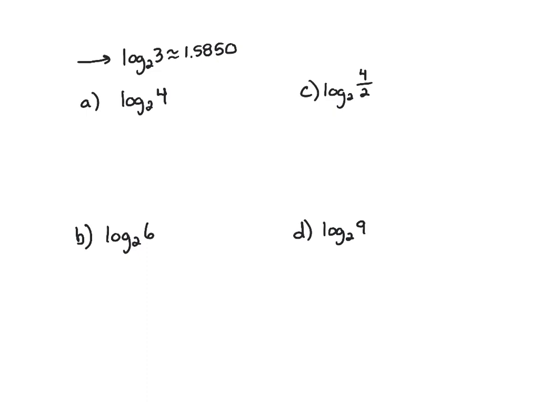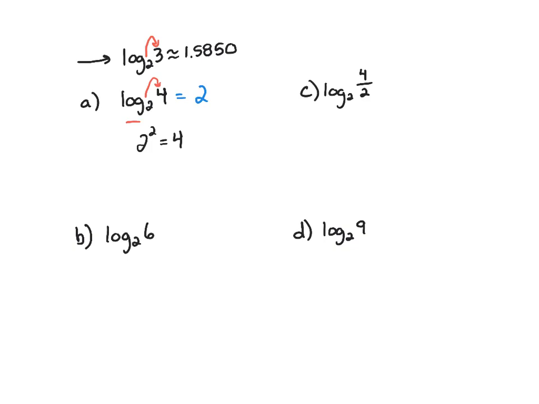So this says 2 to what power gives me 3. So if I take 2 to the 1.5850 approximately, I will get an answer of 3. So I'm going to use that information as we try to solve for A, B, C, and D. Now for A, we may or may not need to use that given information. So for instance, I have log base 2 of 4, 2 to what power gives me 4? Well, I know without using log base 2 of 3 that 2 to the second power is equal to 4. So log base 2 of 4 is equal to 2.